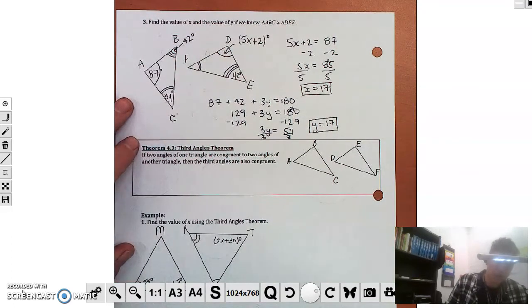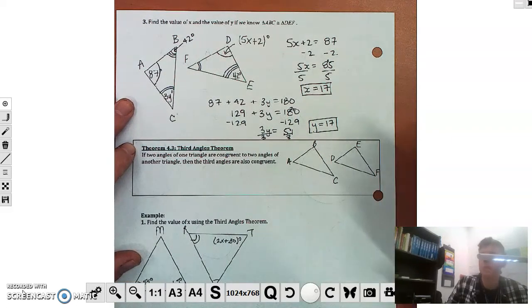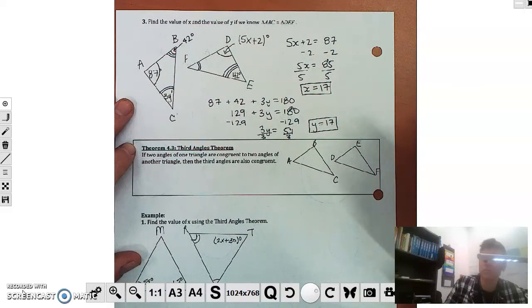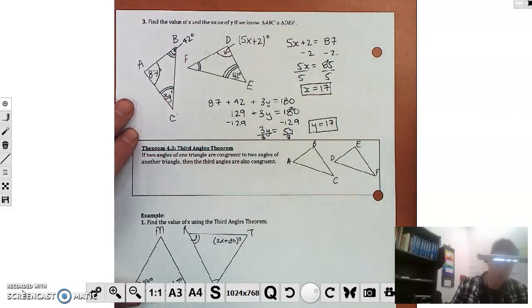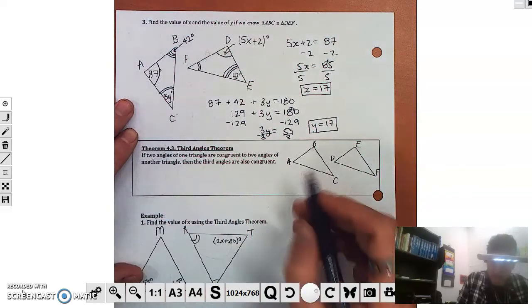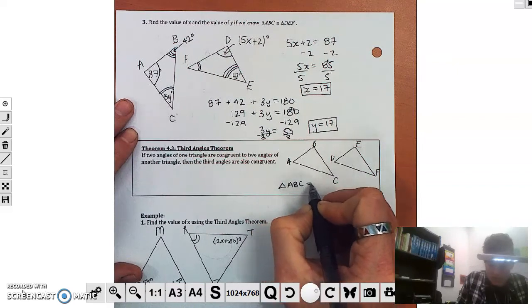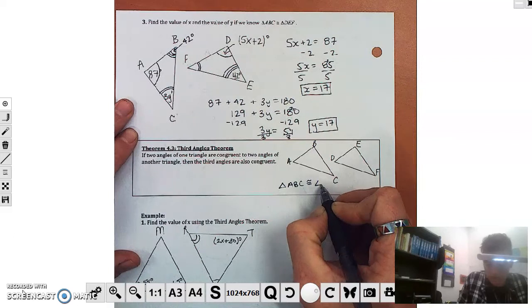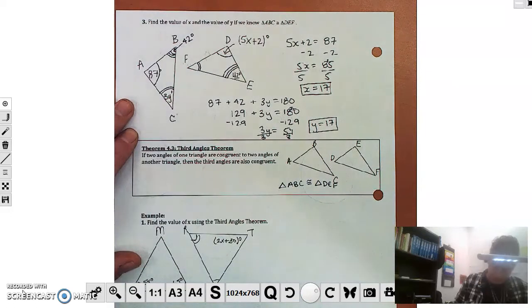Moving right along. Theorem 4.3, the third angles theorem. I bet this is about the third angle, probably in a triangle. Yeah. If two angles of one triangle are congruent to two angles of another triangle, then the third angles are also congruent. Let's mark this diagram up. You know what? Let's say triangle ABC pretty much looks like and is congruent to DEF. Let's make this official with some markings.